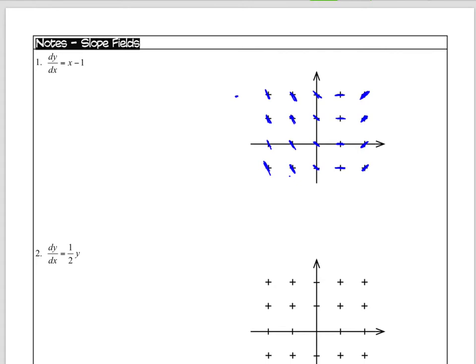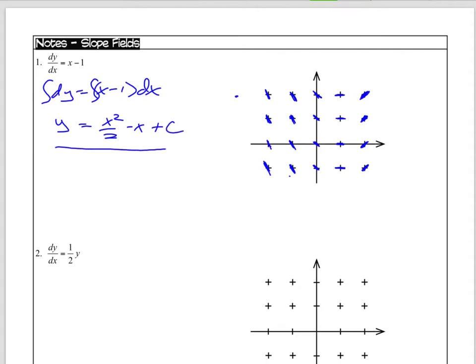What does this slope field look like? What function does it look like? Looks like a parabola. Okay, and let's see why it looks like a parabola. Because if I solve this, what do I need to do to solve this differential equation? Get dy equals x minus 1 dx. I integrate, I get y equals x squared over 2 minus x plus c.